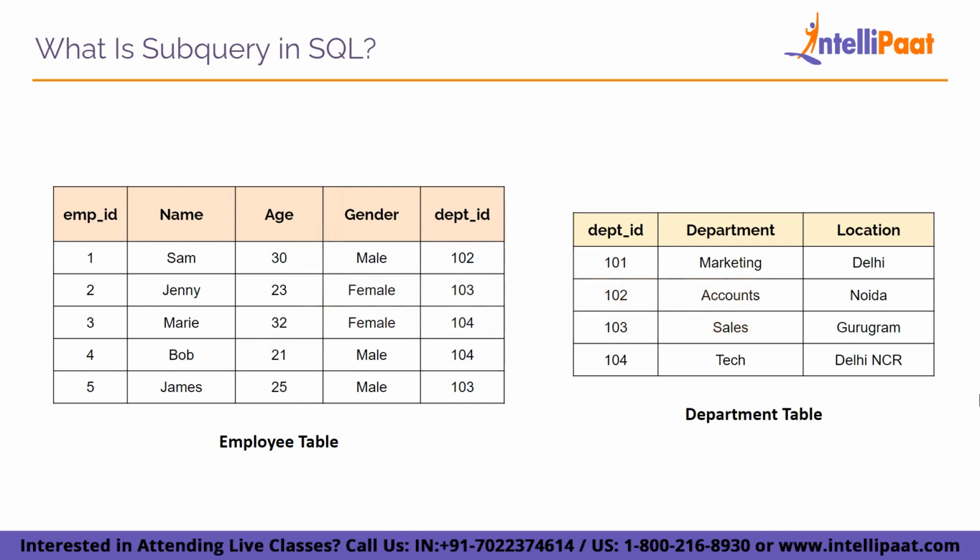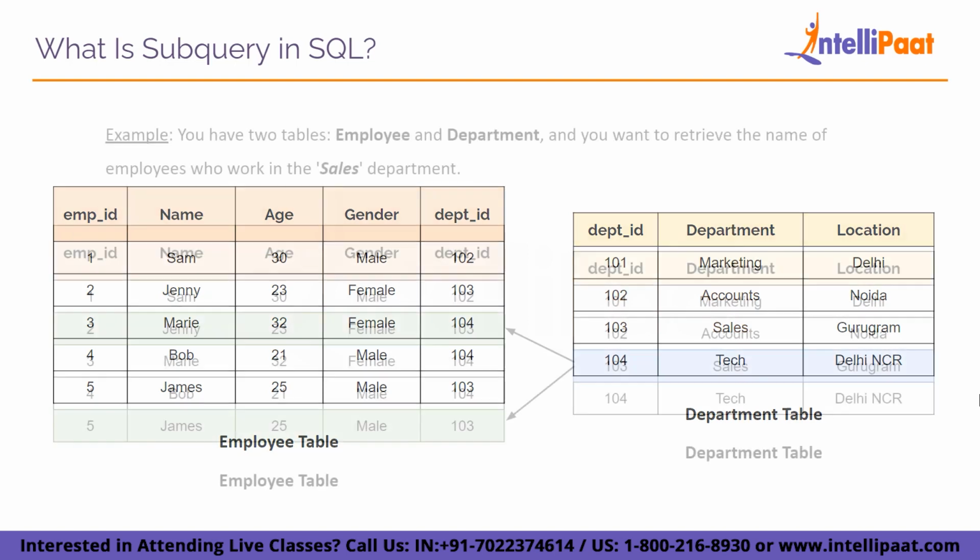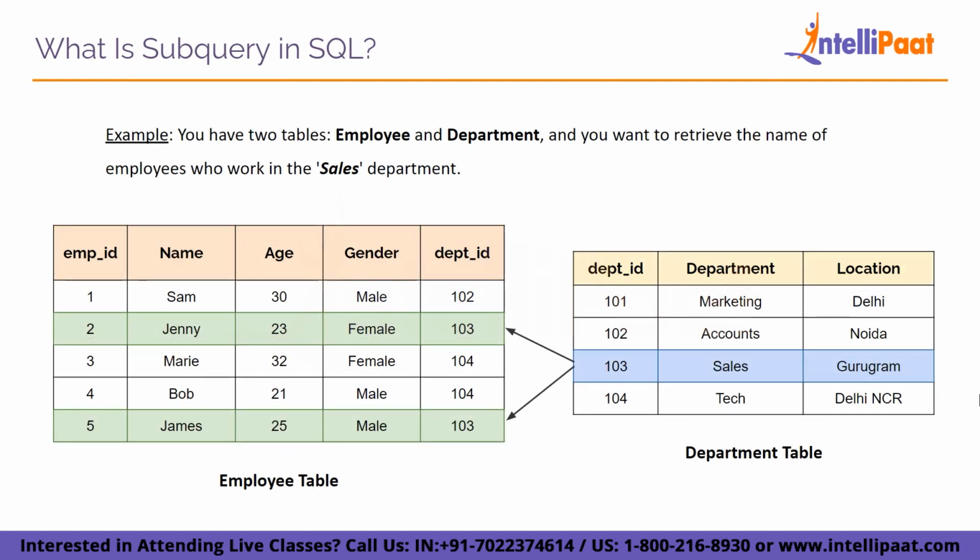So let's look at an example to understand subqueries even better. Suppose you have two tables, the employees table and the departments table. As you can see here, the employee table and the department table have some records in them, right? By the help of these two tables, we want to retrieve the names of the employees who work in the sales department. By looking at this table, we get an idea that Jenny and James are the two who are working in the sales department.